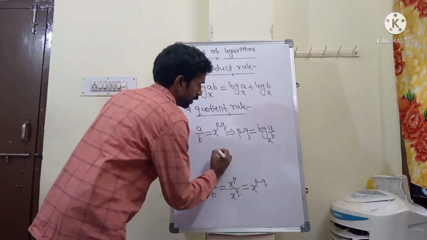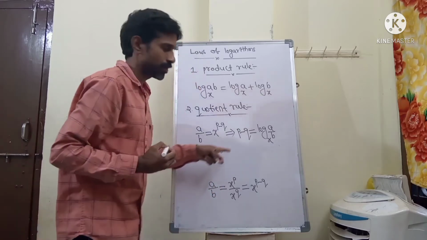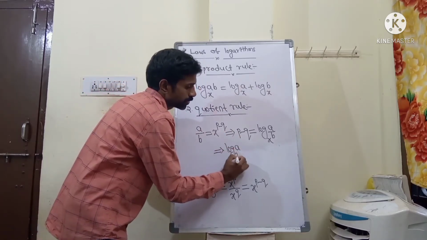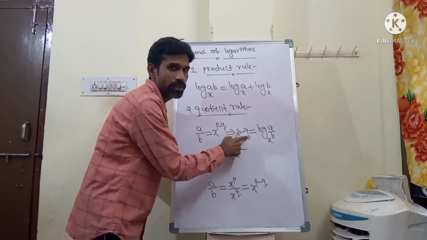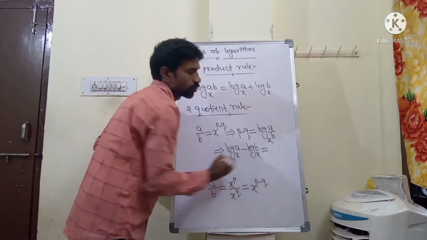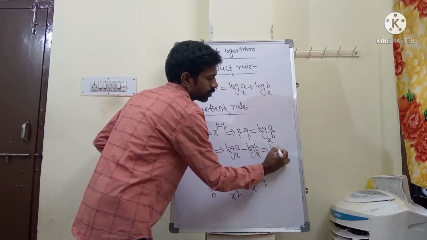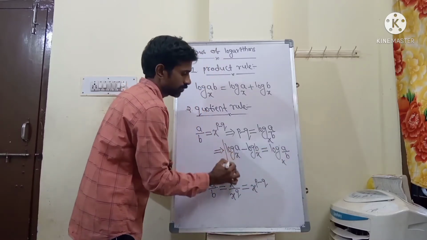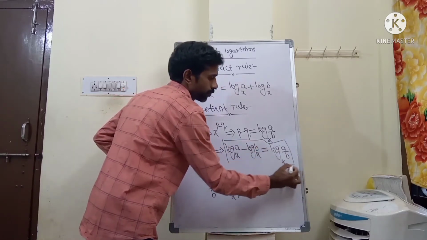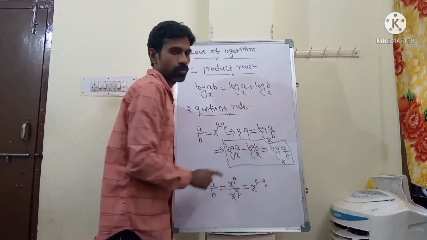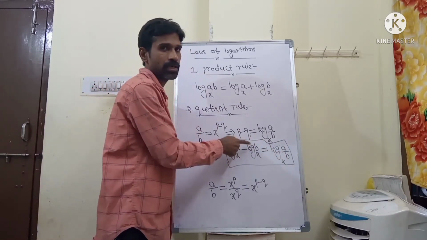So next, replace. Here p is log a to the base x, minus q is log b to the base x, equal to log a by b base x. So finally we get log a by b equal to log a minus log b.